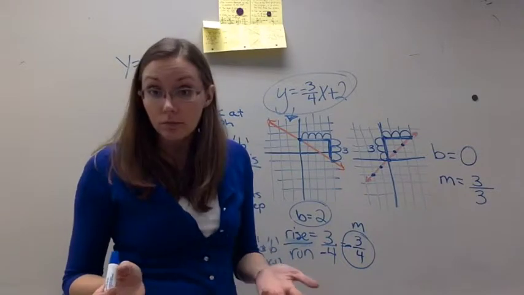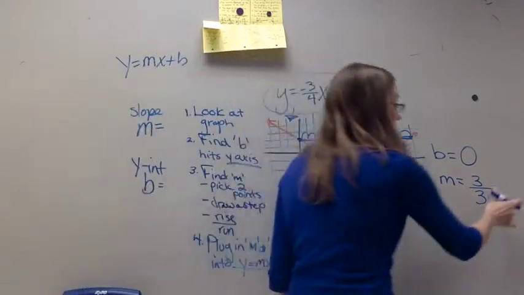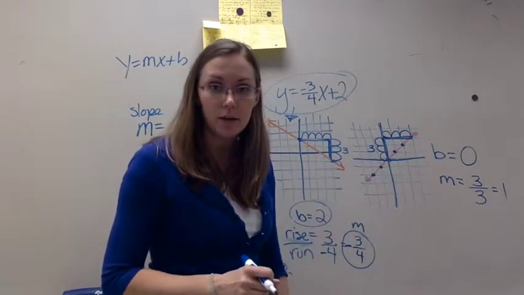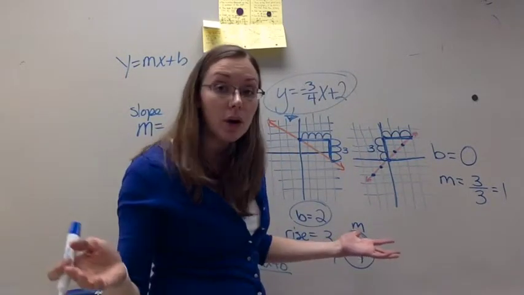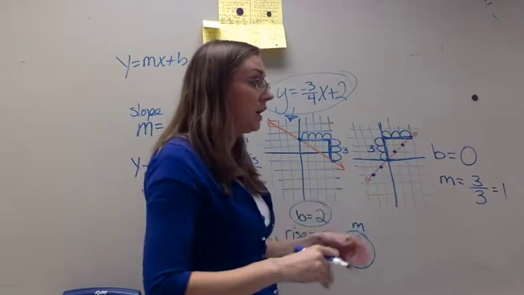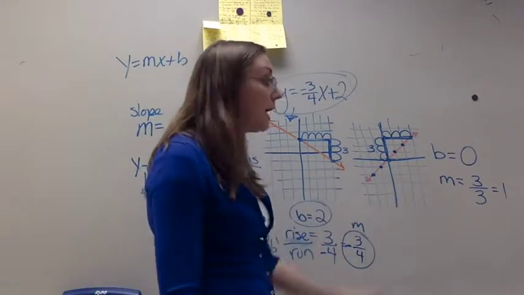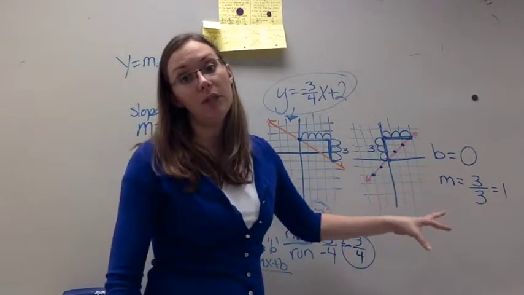Yes, I can. 3 divided by 3 is 1. So my slope is actually 1. Okay? That's it. I don't have to do 1 over 1. I don't have to worry about anything. If I can simplify it to a whole number, I'll simplify it to a whole number. No big deal. Okay? But I'm not going to ever simplify my slope to a decimal.